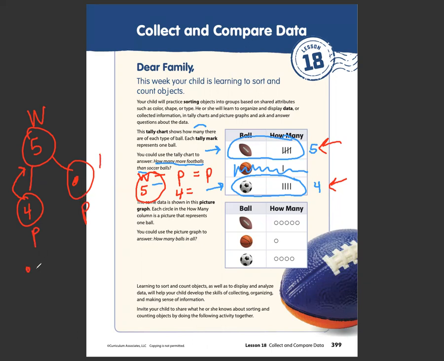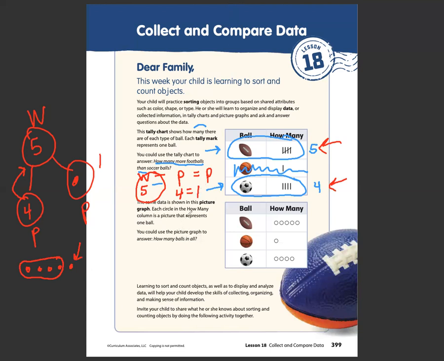Or we could draw 5 as the whole. 1, 2, 3, 4, 5. Circle the part we know. And the part we did not know was 1. So 5 take away 4 is 1. 1 is the missing part.